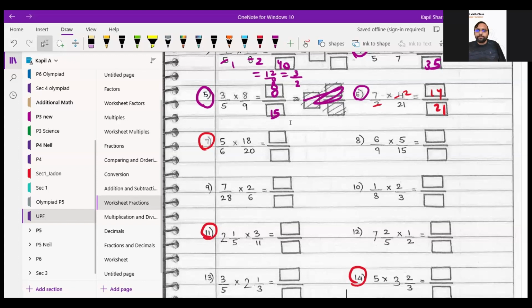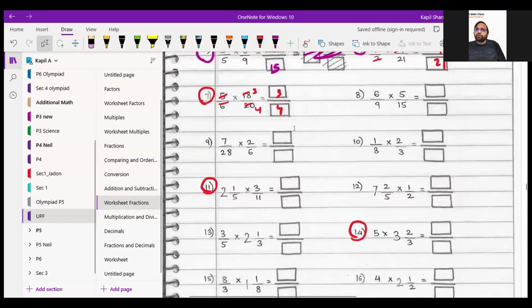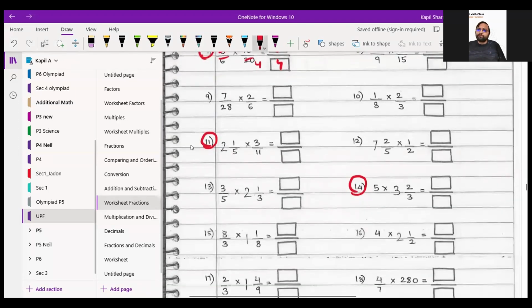Yes, Swastik, any idea? Okay, yeah, correct. So this is 3 upon 4. Now let's move to 11th one.